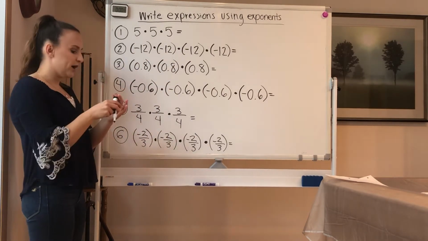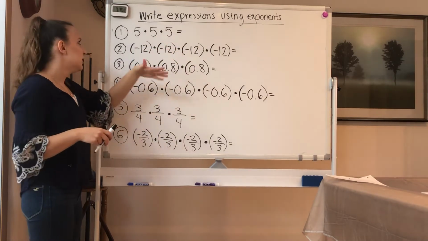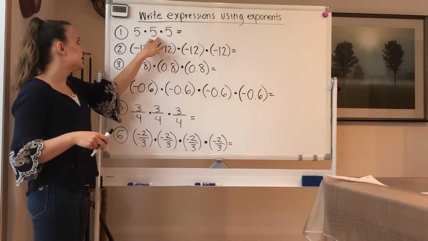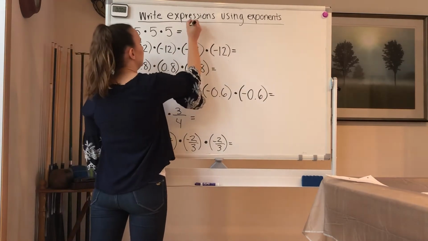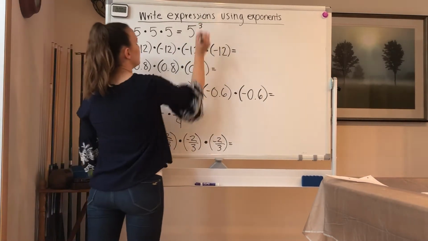So starting with 5 times 5 times 5, we're going to write that with an exponent. So what's our base? Our base is 5. And how many of them do we have? We have 3 of them. So it's 5 to the third.